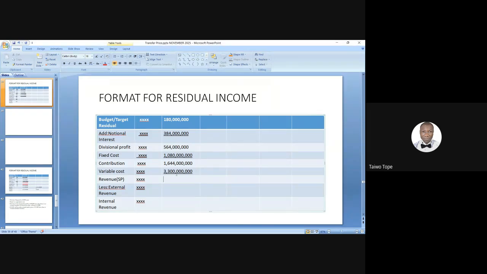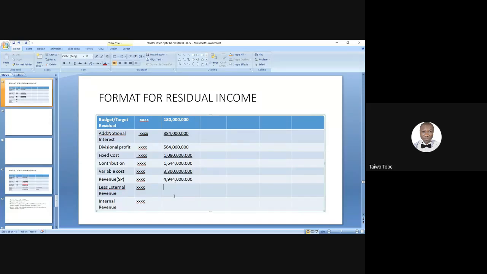All right. So contribution plus variable cost will give us our revenue of 4,944,000,000. So in this revenue, we have the value of the external revenue and the internal revenue.